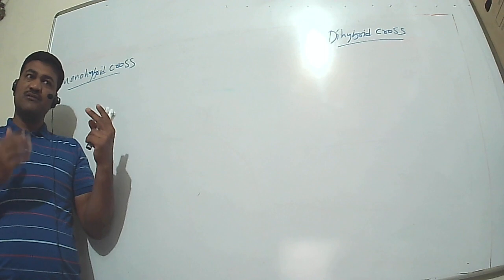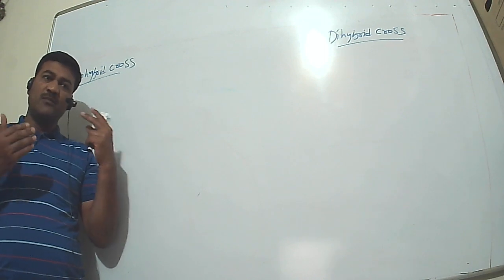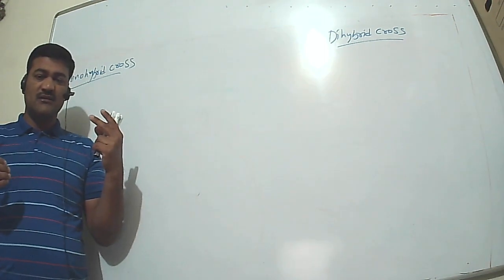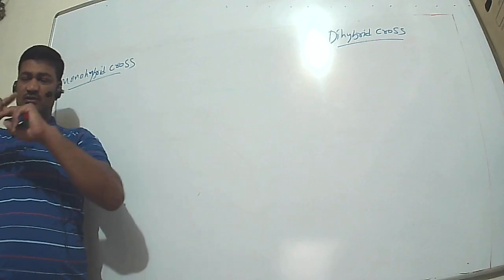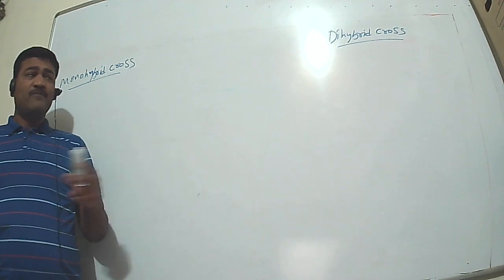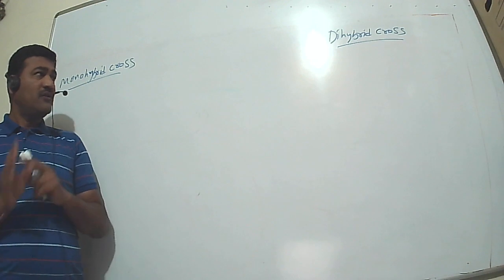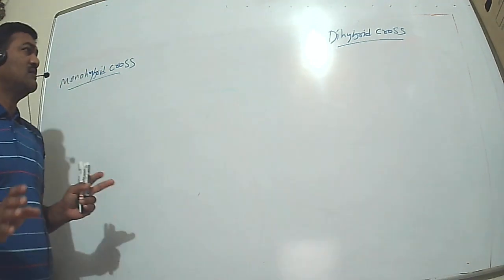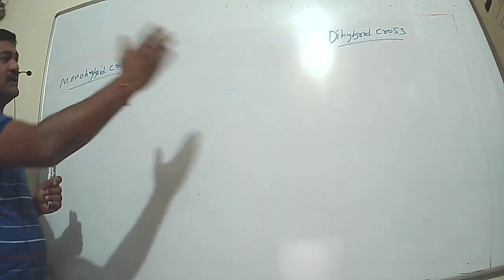Similar, tall plants, small fruits, more seeds. Tall plants, small fruits, less seeds. Similarly, even the short plant also, with these combinations, you get nine combinations. So that's a trihybrid cross, but I will not discuss trihybrid cross. We'll restrict our study only till dihybrid cross.